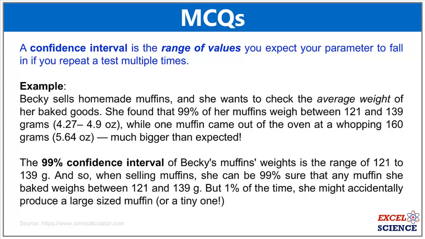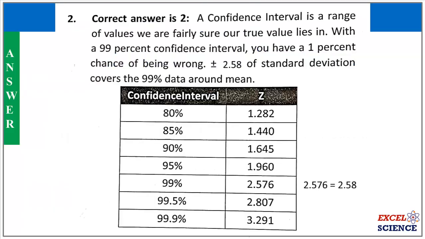And so when selling muffins, she can be 99% sure that any muffin she baked weighs between 121 and 139 grams. But 1% of the time, she might accidentally produce a large sized muffin or a tiny one. So in other words, a confidence interval is a range of values we are fairly sure our true value lies in. With a 99% confidence interval, you have a 1% chance of being wrong. Plus minus 2.58 standard deviations covers the 99% data around the mean. You can check the given table here for the data.